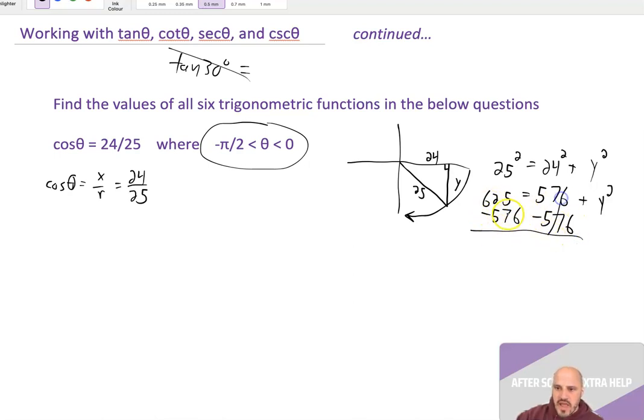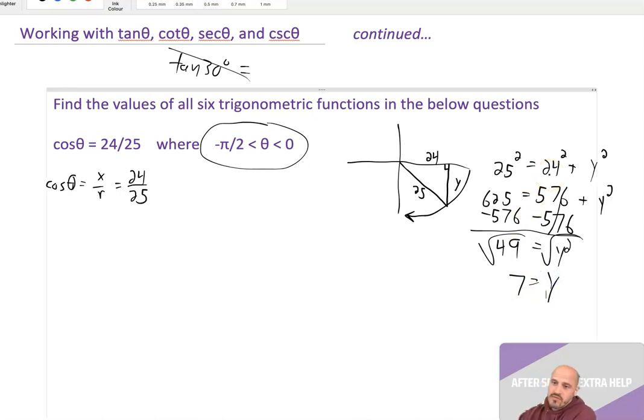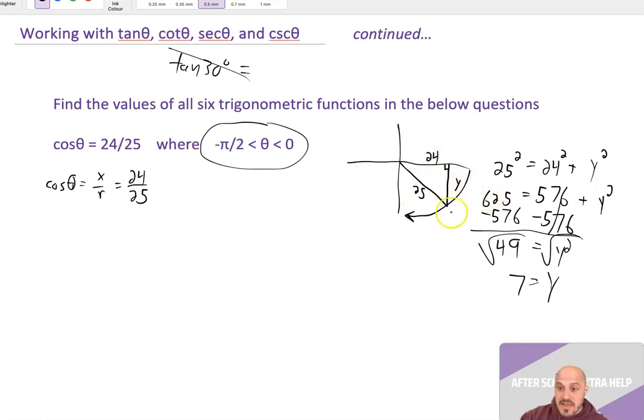If I subtract, I should get 49. Yep. And if I take the square root of both sides, I get 7. That's one of those triples, 7, 24, 25. Always good to double check. But in this case, I'm in negative y territory, so I'm going to write y is negative 7, so I don't forget. X is 24, and we said my radius is 25. As soon as I know all three pieces, I can put together all of my other trigonometric functions.